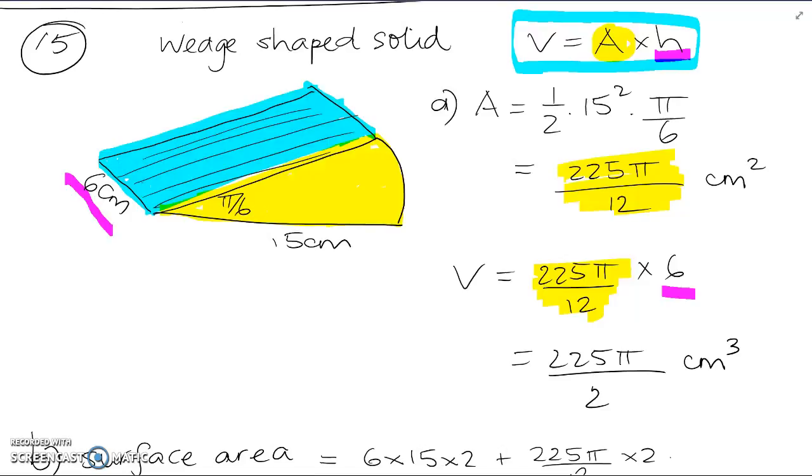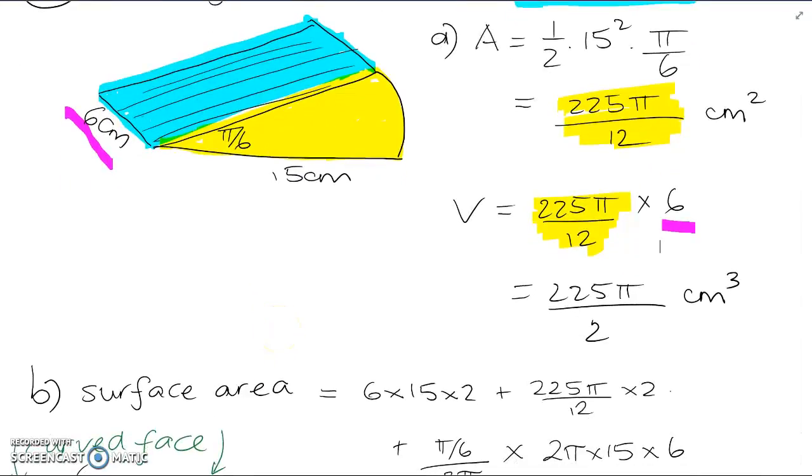Part B was quite interesting. Got to be able to visualise all these shapes. So it's pretty obvious this shape here, I've coloured in up here. It's a 6 by 15 rectangle, but there's one on the top and one on the bottom. That's why I had to times it by 2. Also, you've got the 225 pi on 12, which is the area of that sector, one at the front, one at the back, times it by 2.